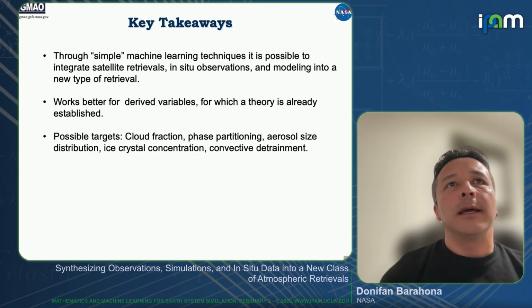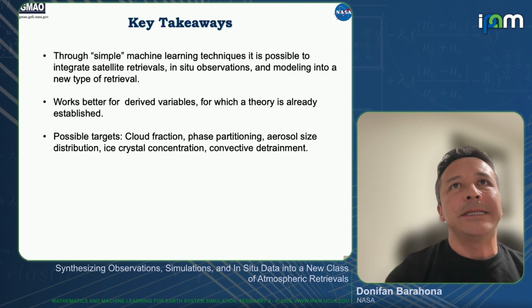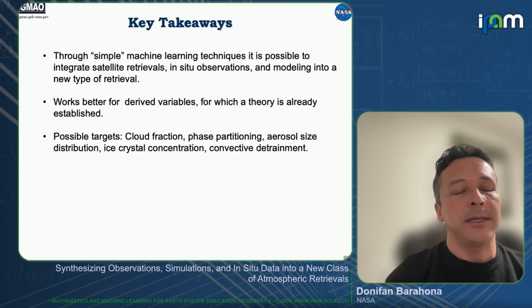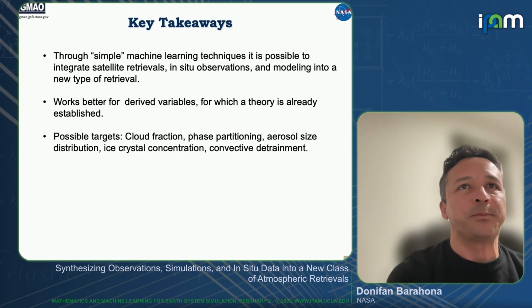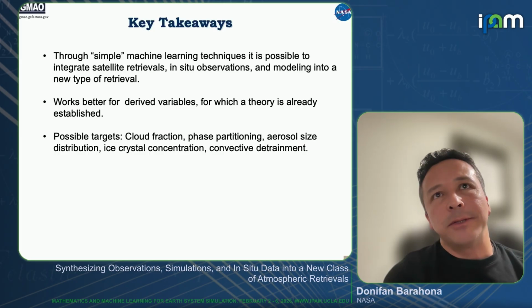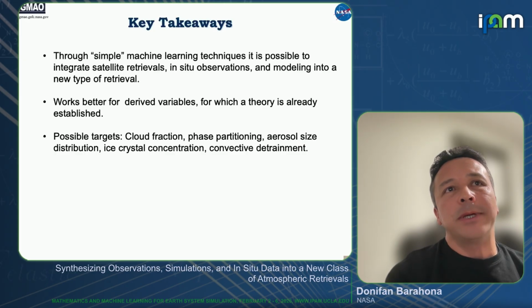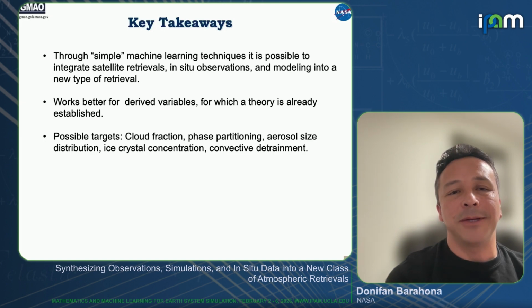For that, I just want to read my key takeaways here. We think that through simple machine learning techniques, simple in the sense that we're not using transformers or LLMs or anything like that, it is possible to integrate satellite retrievals, in situ observations and modeling into a new type of product. This works better for derived variables for which a theory is already established, so that we have some theoretical way to understand this. And now we have a hammer, and we're looking for all kinds of nails to hammer on.